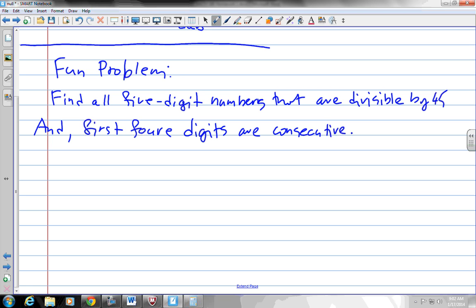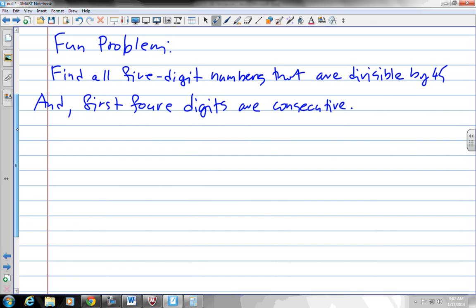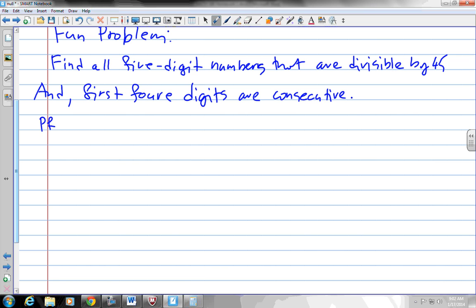So does the problem make sense? You have a 5-digit number. The first 4 digits are consecutive, 3, 4, 5, 6, for example, and the last one, whatever, has to be such that the number is divisible by 45. Okay. So I want to find all such numbers. This is fun. Now, if I just tell you, knock yourself out, use a calculator, it'll take us a while, right? So let's play with that.